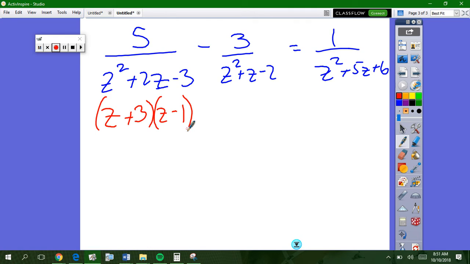Hey, everybody understand why I did that? Now I'm going to go here. Factors of 2 that get me to 1 are z minus 2, or plus 2. Those are z's, they're crossed.